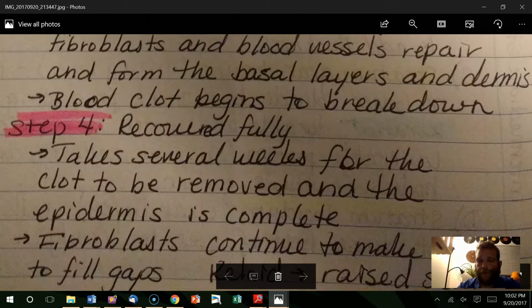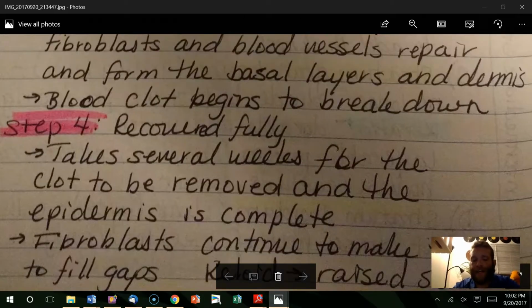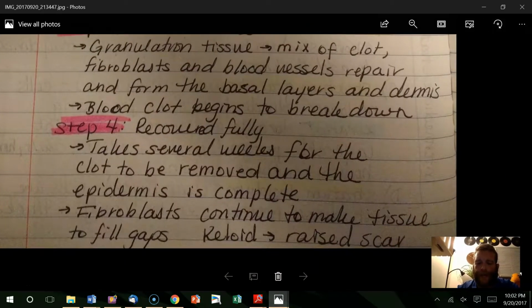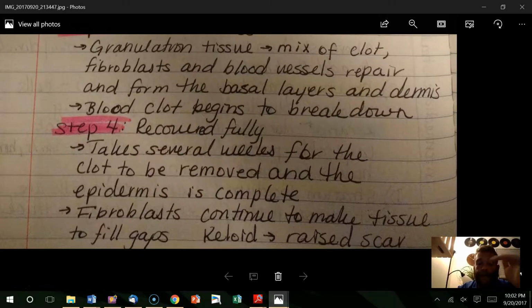So it takes several weeks for the clot to be removed, and then once that clot's removed, the epidermis is essentially complete. So you've reestablished that epidermal layer, right, that's got all of the individual strata within it. There's no cuts, no damage, no breaks between the cells. So everything is fused back together and it creates a continuous sheet. So the issue with this and what happens with your body is that as you start working on this particular area, right, as you start building up the scar tissue that's in there, that scar tissue isn't necessarily going to be flush with the top of your skin.